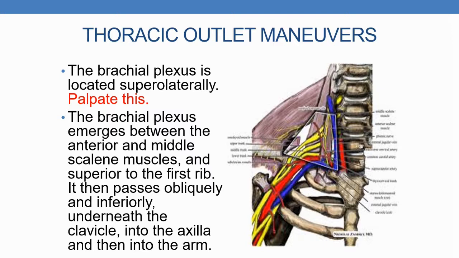So we have the brachial plexus, and the brachial plexus emerges between the anterior and middle scalene muscles just superior to the first rib. Okay? So once it passes the first rib, it then passes obliquely and inferiorly underneath the clavicle into the axilla and then down into the arm.